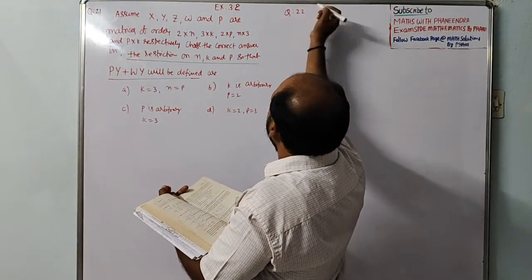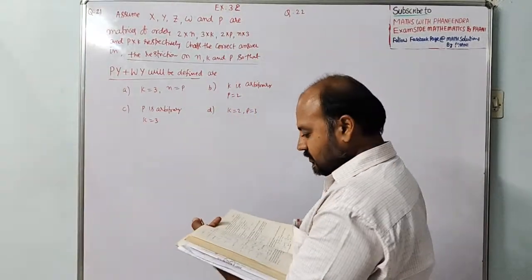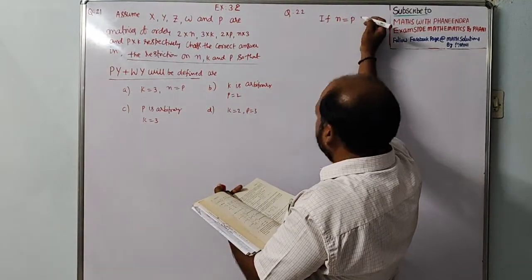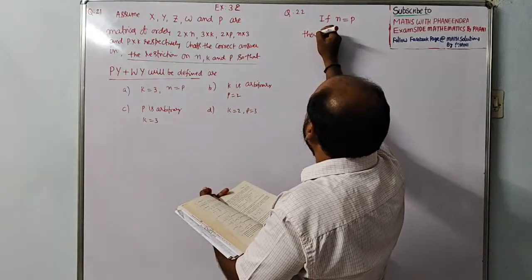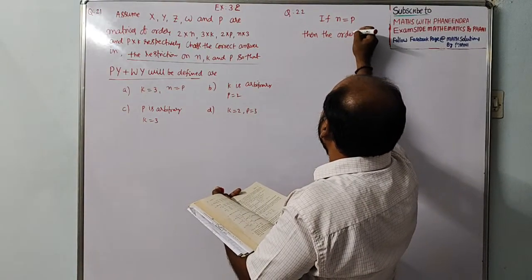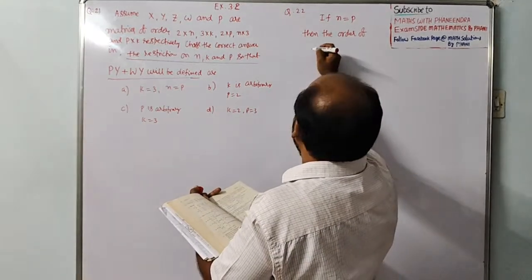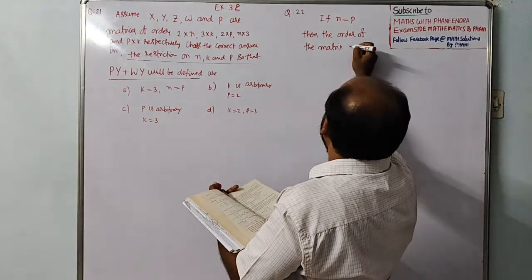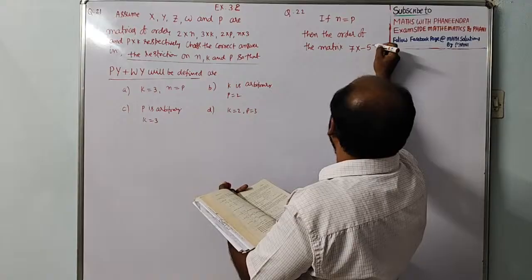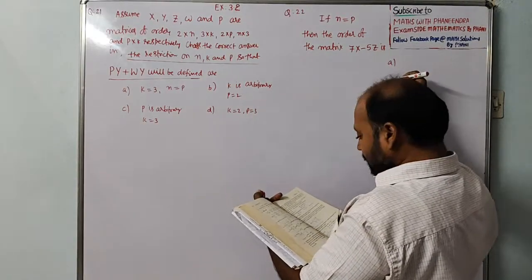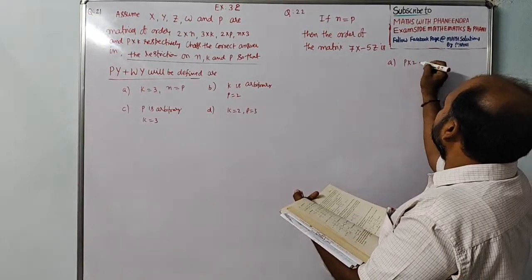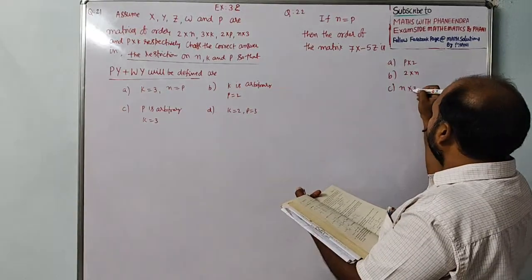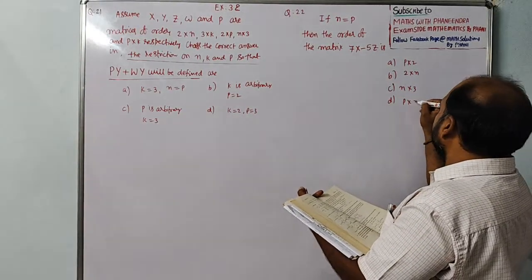Next question number 22, same matter. If n is equal to p, then the order of the matrix 7X minus 5Z is, so options, p by 2, 2 by n, n cross 3, p cross n.